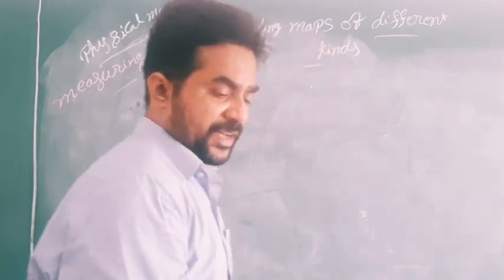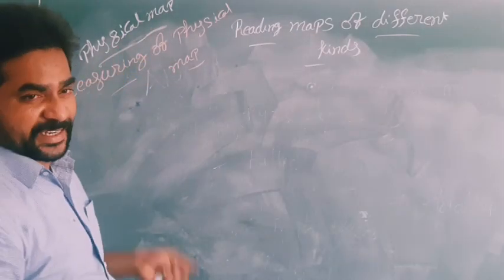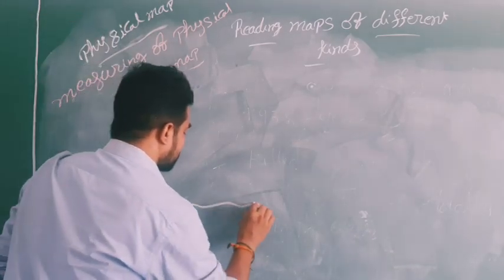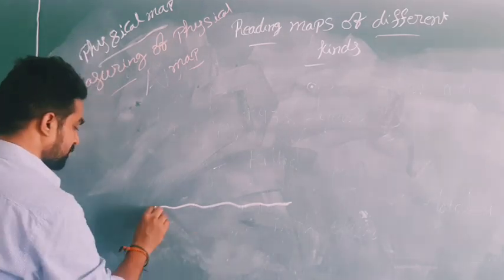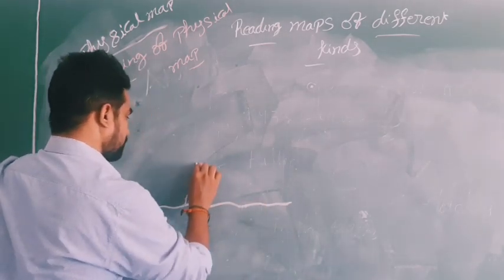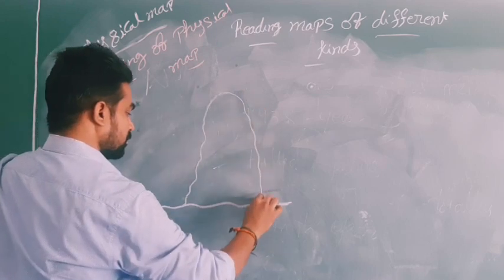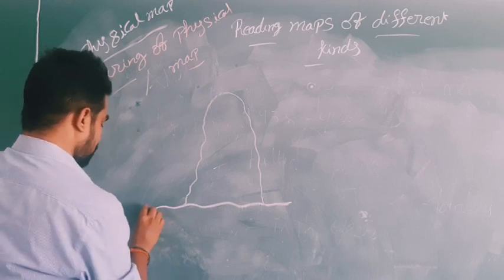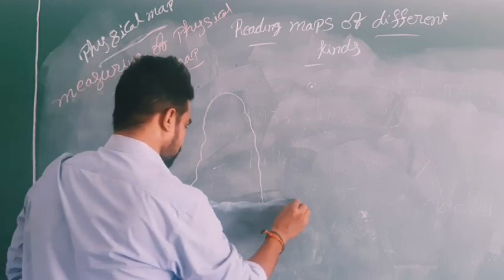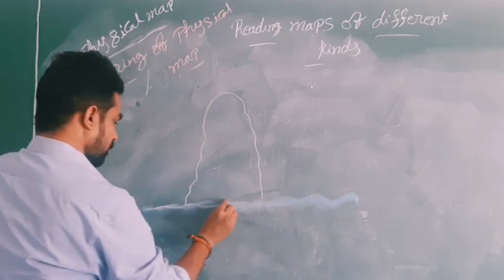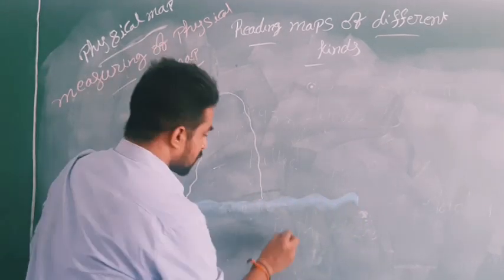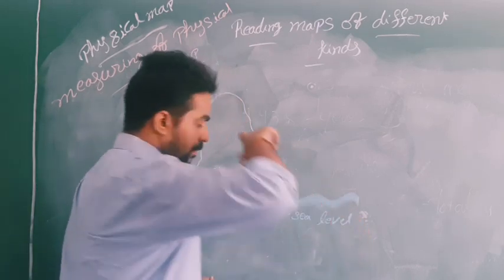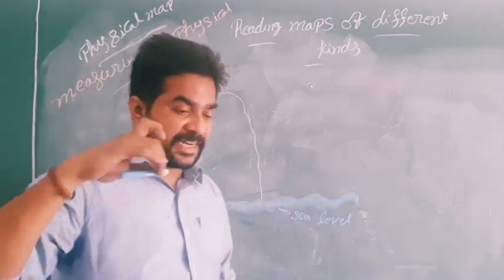Take an example. The first one is always measuring of physical maps. So always we are calculating that physical map measuring. I am showing that. This blue color is showing the sea level.